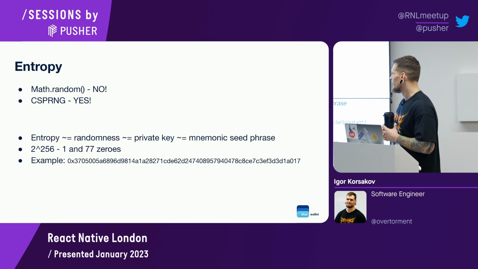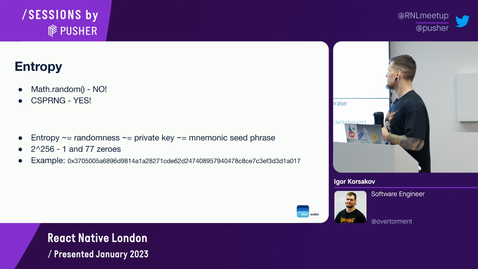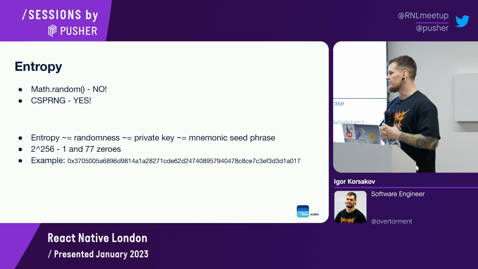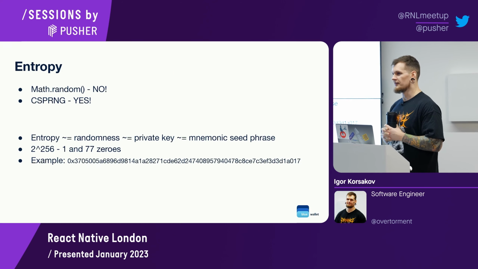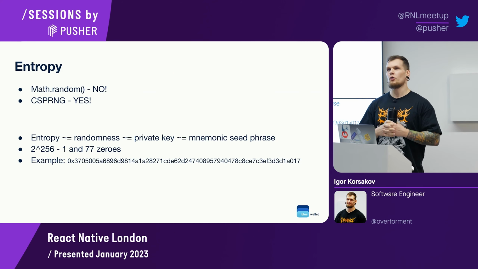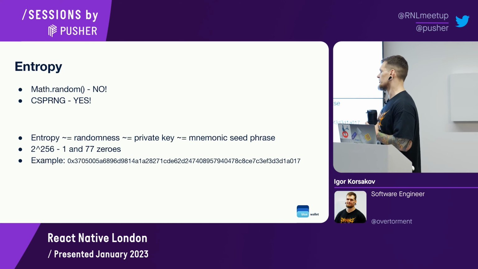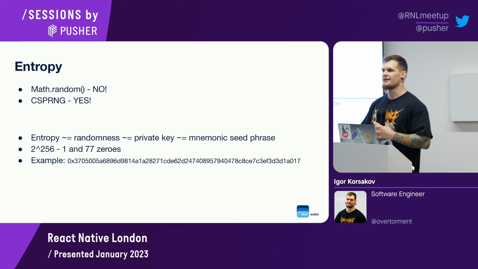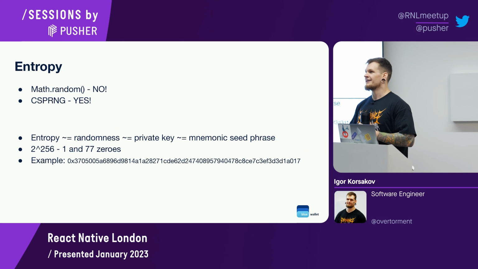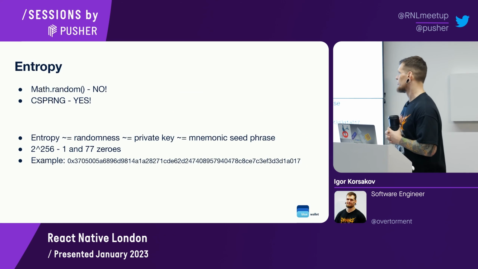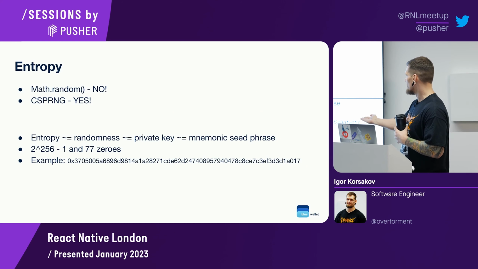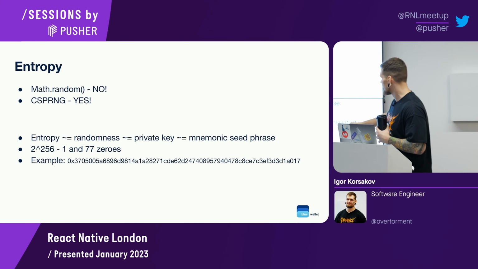Entropy is usually a very big number. It's actually 256 bits. It's a big number. It's 1 and 77 zeros. So this number is so big that it's bigger than the number of atoms in the observable universe. That's what makes the private keys unguessable. That's what makes it secure. This is an example of a private key. This is just a really big number written in hex.